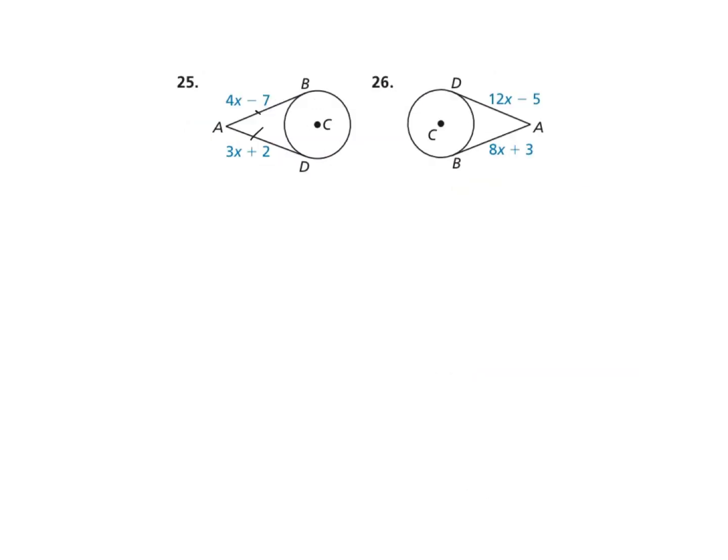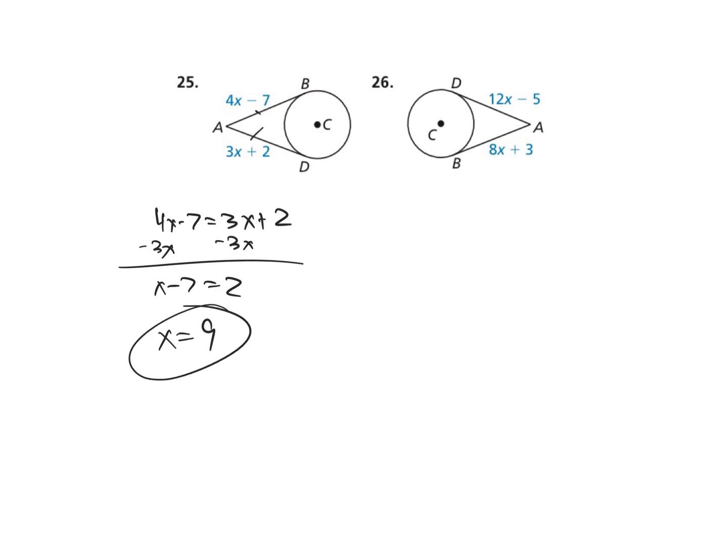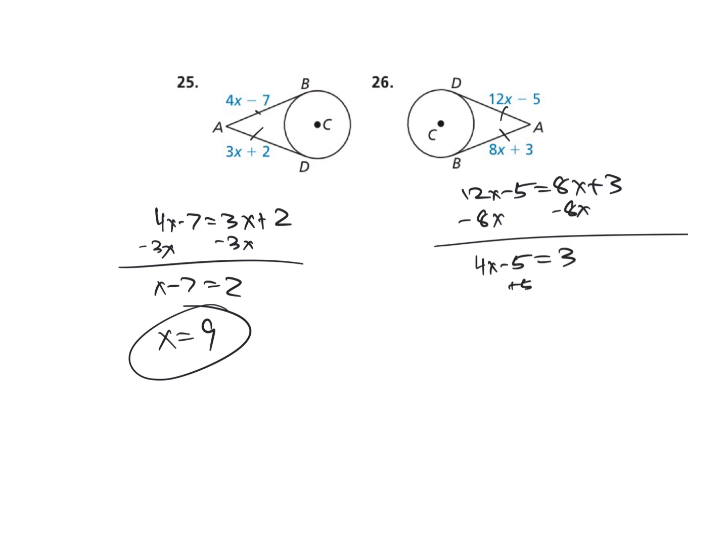Same thing. 4x minus 7 equals 3x plus 2. Just do the math. Subtract 3x. x minus 7 equals 2. Add 7. x equals 9. So 12x minus 5 equals 8x plus 3. Subtract 8x. And we get 4x minus 5 equals 3. Add 5. 4x equals 8. Divided by 4. x equals 2.